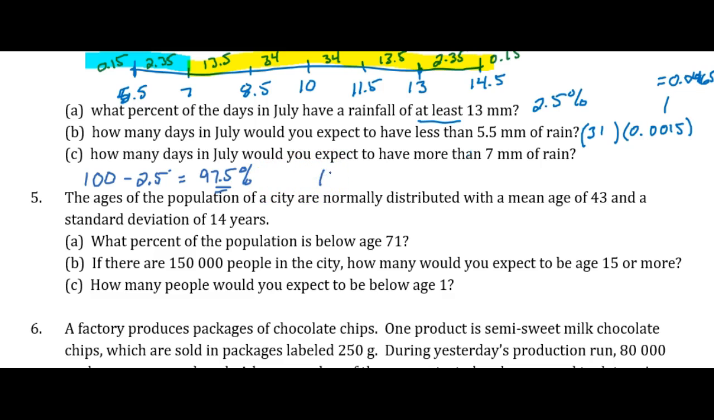So there are 31 days in July. Change your percent to a decimal. And then 31 times 0.97, and you would have 30.225, or we would say 30 days.